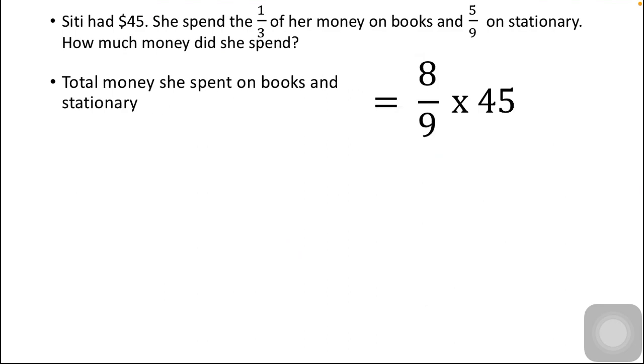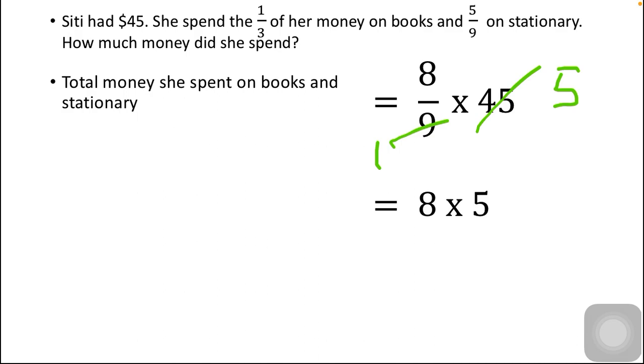And now to get the total money she spent on books and stationery, we multiply this fraction with the total amount of money. The numerators are 8 multiplied by 45, and the denominator is 9. So 9 times 1 equals 9, and 9 times 5 equals 45. It means 45 comes in the table of 9, and cross cutting is allowed here. The remaining numbers are 8 and 5, so they are multiplied because there is a sign of multiplication.